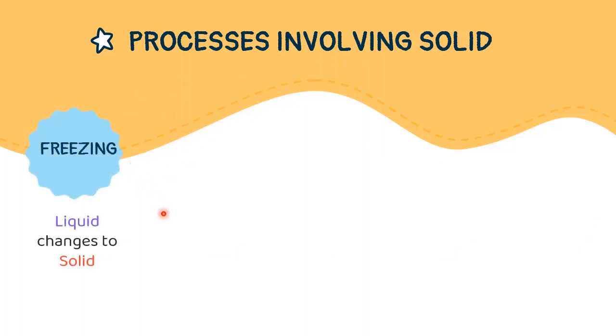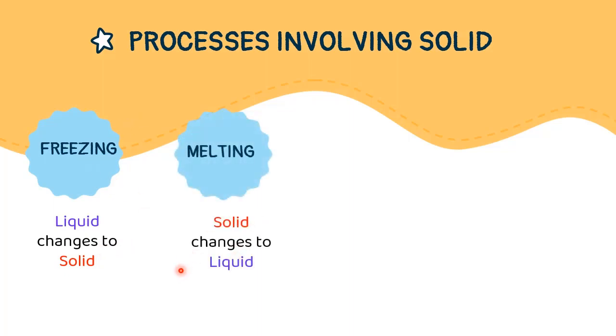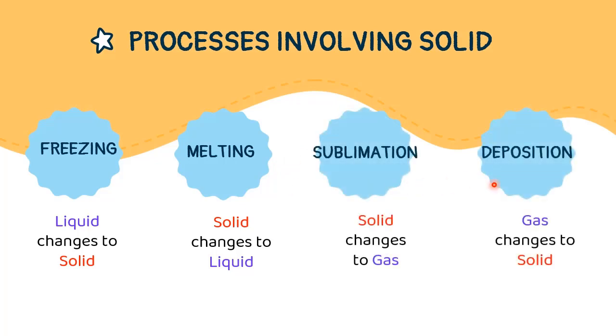There are 4 processes involving solid states. We have freezing, where liquid changes to solid. Next, the opposite of freezing is melting, where solid changes to liquid. Apart from solid and liquid, there are also processes that show conversion between solid and gas without passing through the liquid state, called sublimation and deposition.